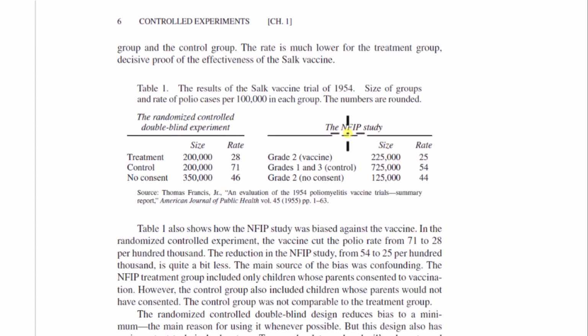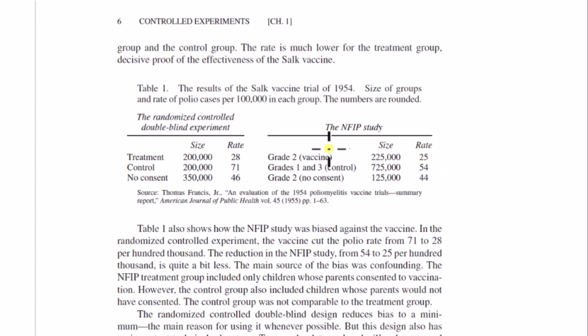All right. Now, if we come to the NFIP study, this was the poorly designed experiment. So grades 1 and 3 were the control group. Grade 2 was the vaccinated, but there was also grade 2 that didn't consent. All right. So the control group, 54, vaccinated group, 25. Now, what does this mean? So this is 54 and this is 71. Well, mixed in with the control group is low income and non-consenting, right? So it makes sense that this would be lower than 71. You've got more high immunity children here.